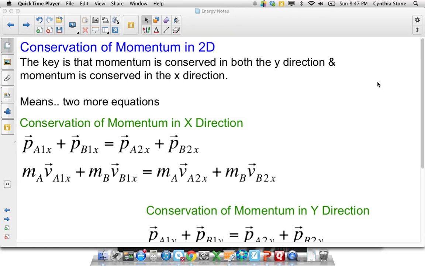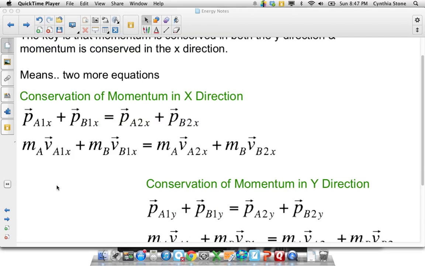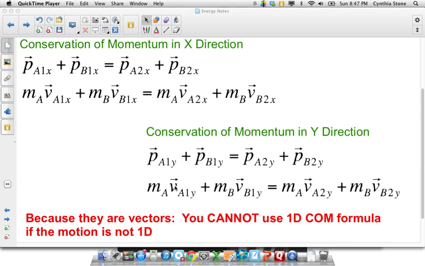So the idea is that momentum is conserved, but it actually is conserved in both directions. So if something happens on a north and east angle, the momentum is conserved in the east-west plane as well as the north-south plane. Okay, and that matters. So the two equations that you end up with, really we don't care about the p equation because we don't use that. We use masses and velocities, right?